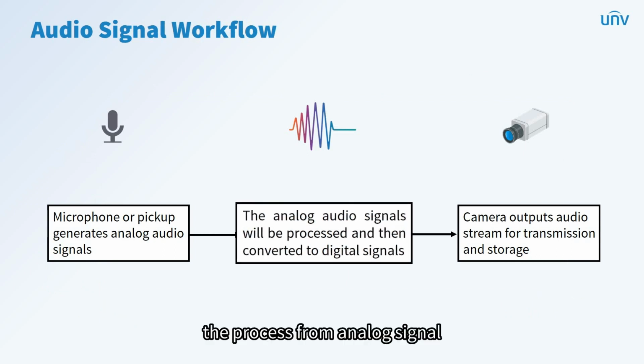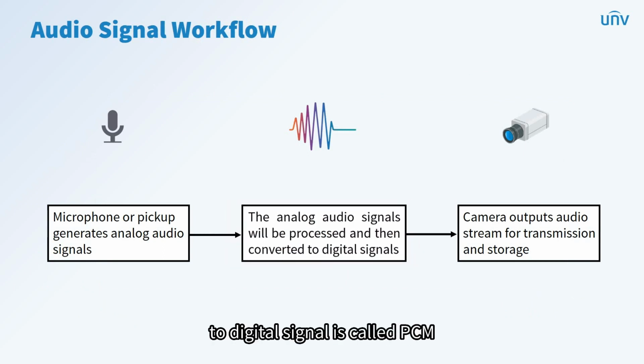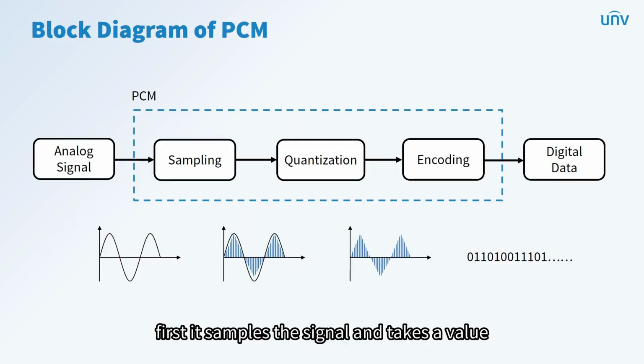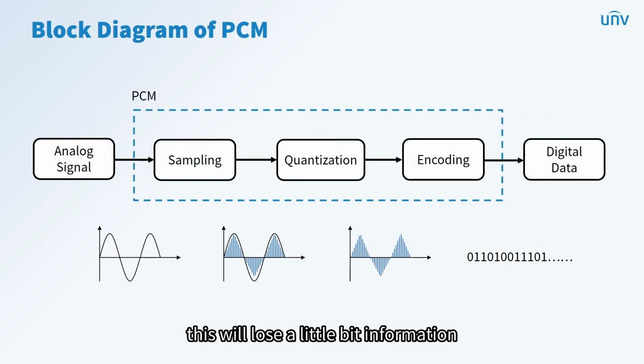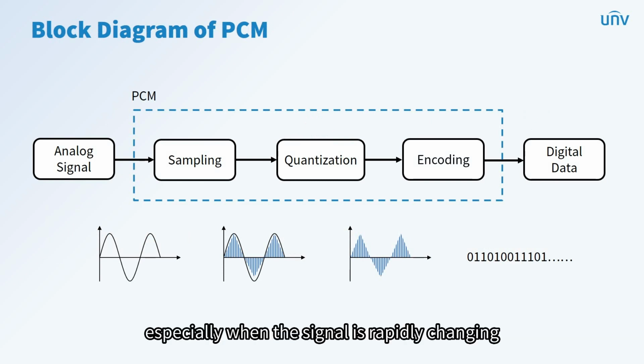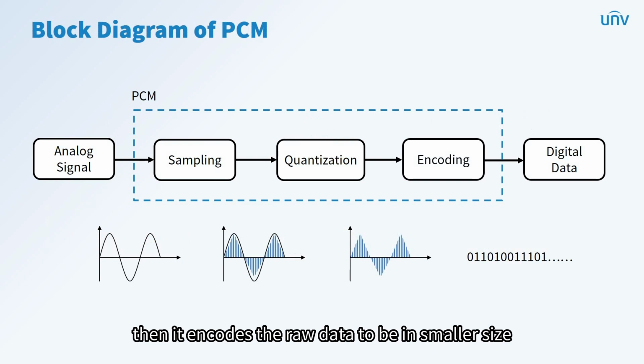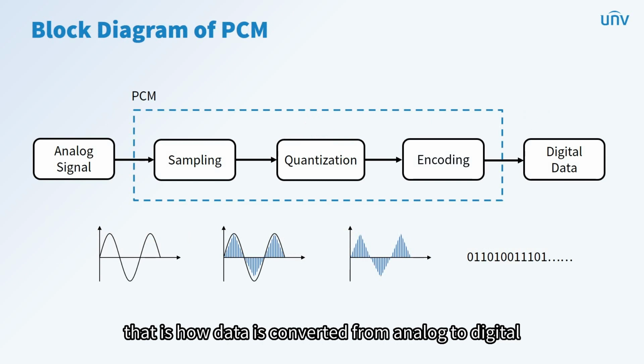The process from analog signal to digital signal is called PCM, or pulse code modulation. First, it samples the signal and takes a value. The next thing is to quantize, which gives a whole number, the nearest available number to whatever the value is. This will lose a little bit of information, especially when the signal is rapidly changing. Then, it encodes the raw data to be in smaller size. That is how data is converted from analog to digital.